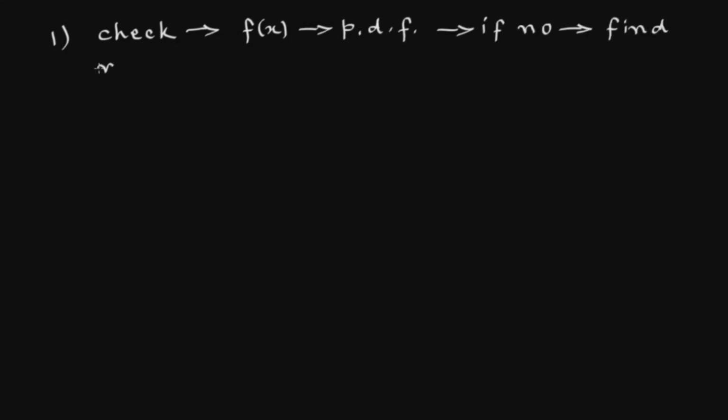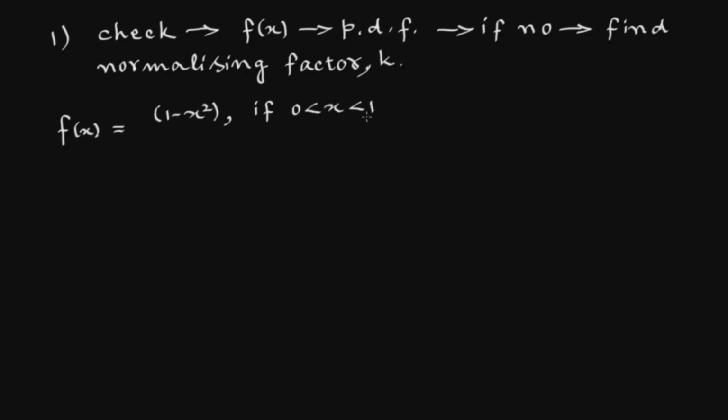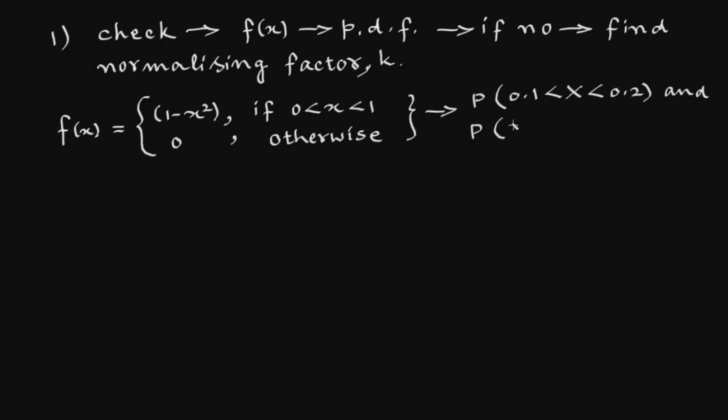In the first problem, we have to check whether the given function f(x) is a probability density function. If not, then we have to find the normalizing factor k. f(x) is 1 minus x squared if 0 < x < 1, and it is 0 otherwise. We also have to find the probability when the continuous random variable x is between 0.1 and 0.2, and when x is greater than 0.5.